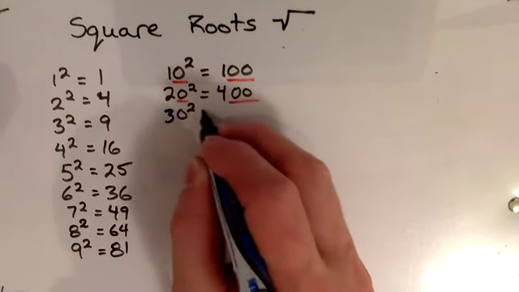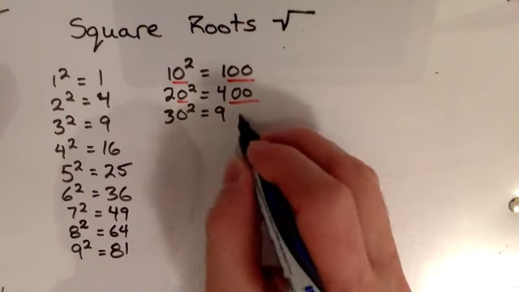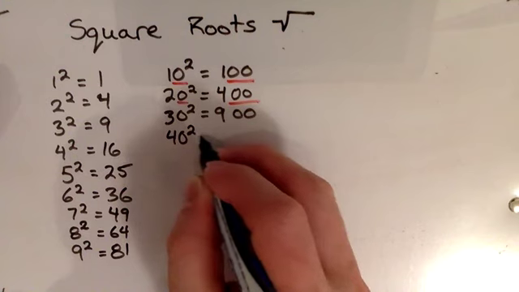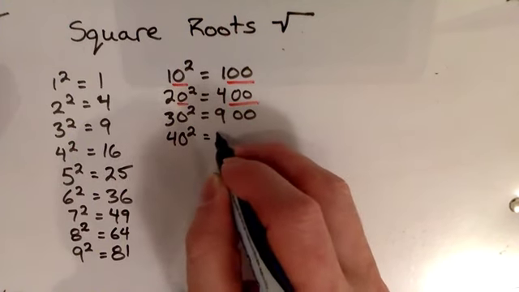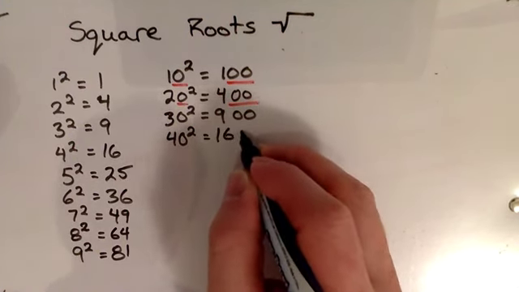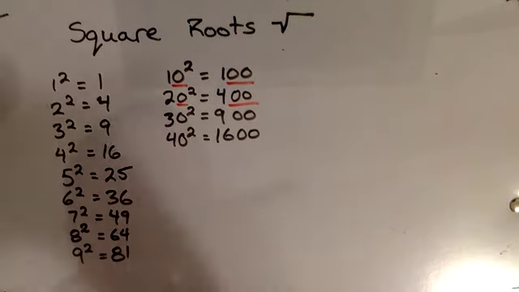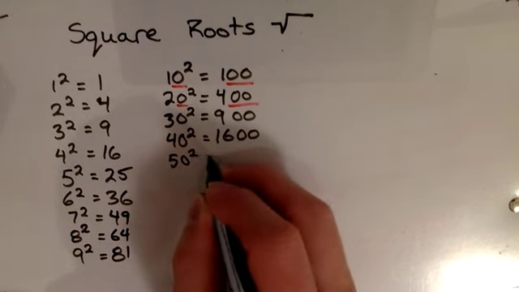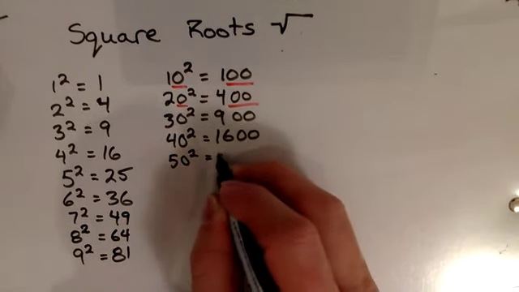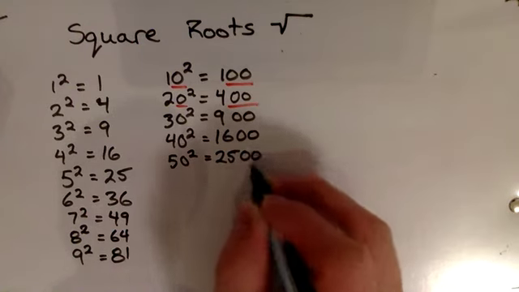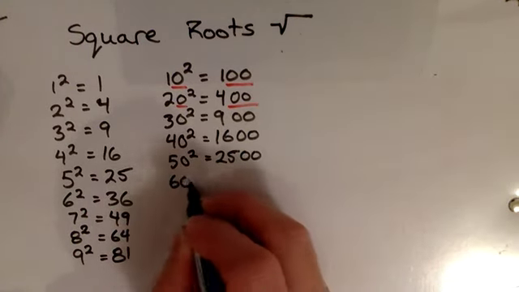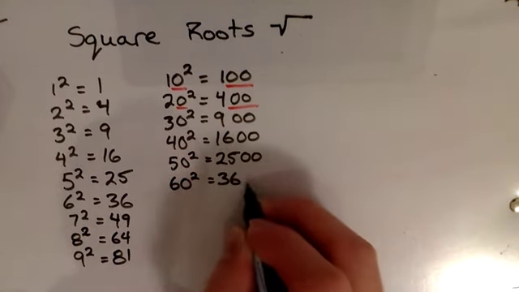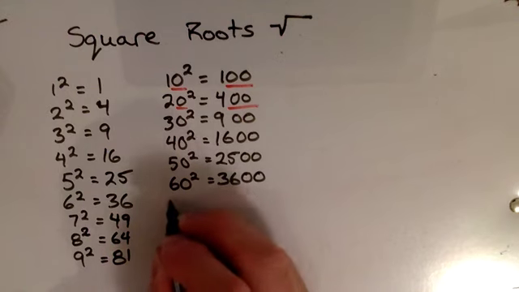30 squared is going to be equal to 900. 40 squared is going to equal, well, 16 and then 2 zeros, so 1,600. 50 squared is 25 with 2 zeros. 60 squared is 36 with 2 zeros, so 3,600.